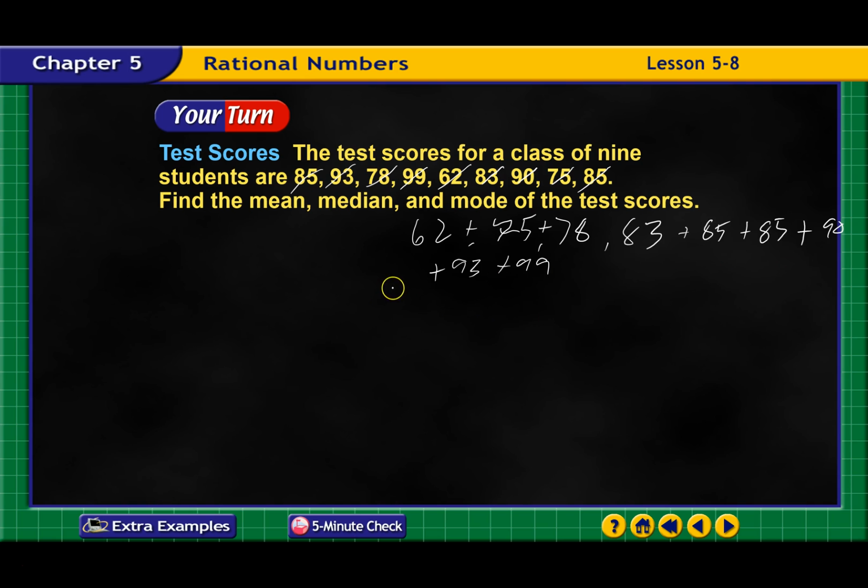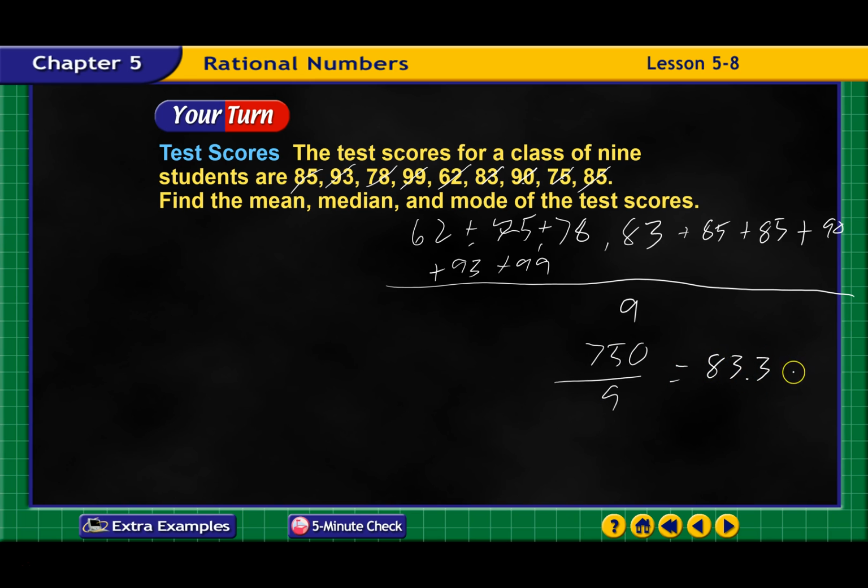So I'd take those numbers and add them all together and divide them by 1, 2, 3, 4, 5, 6, 7, 8, 9 numbers. We'll add those in my calculator. I get 750 over 9. Divide those out. I get 83.3 for my mean.